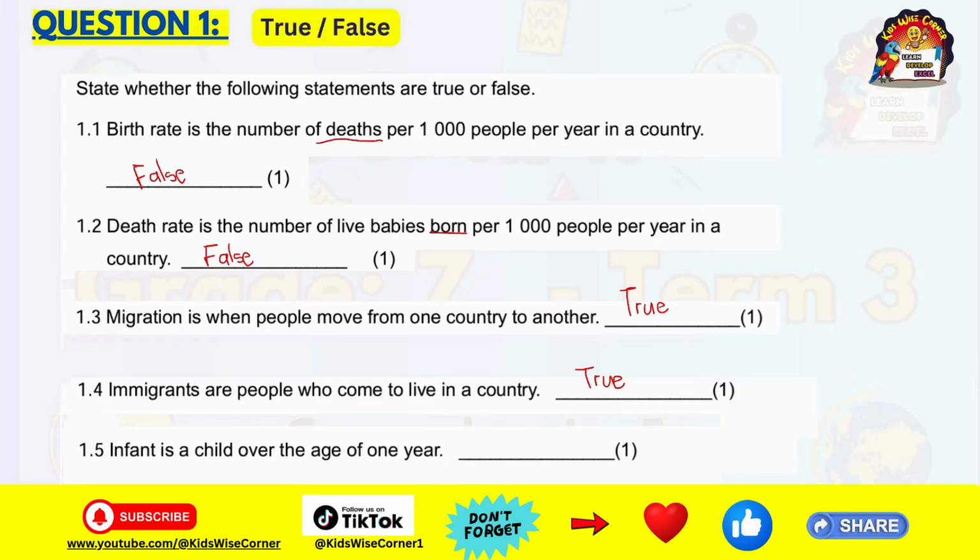Question 1.5. Infant is a child over the age of 1 year. This is false because infant is a child under the age of 1 year.